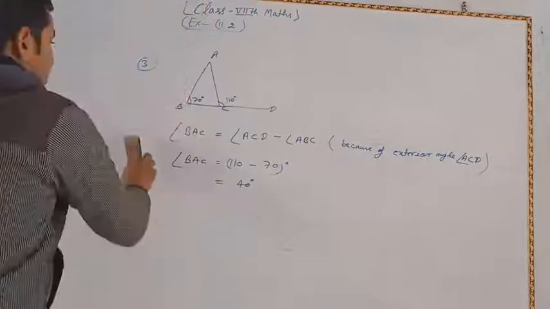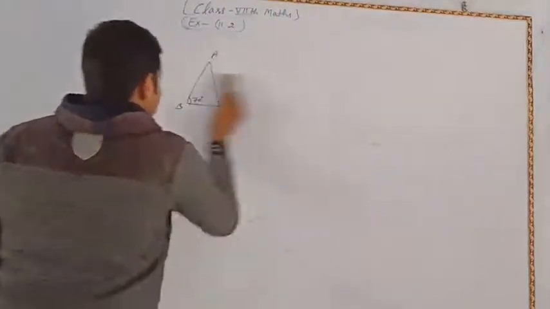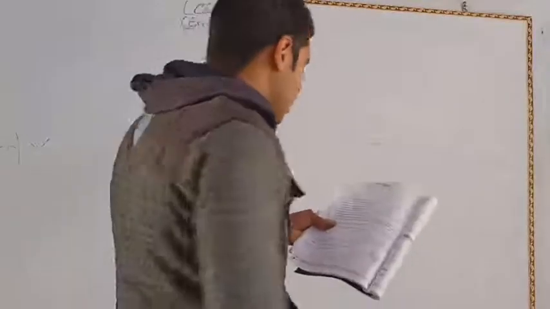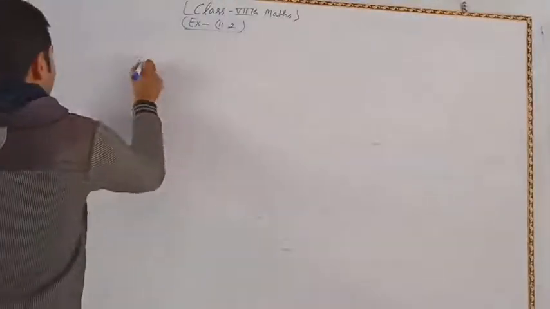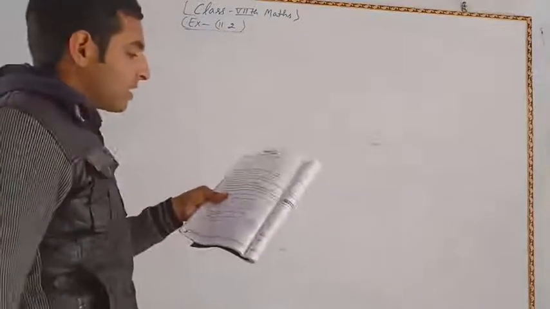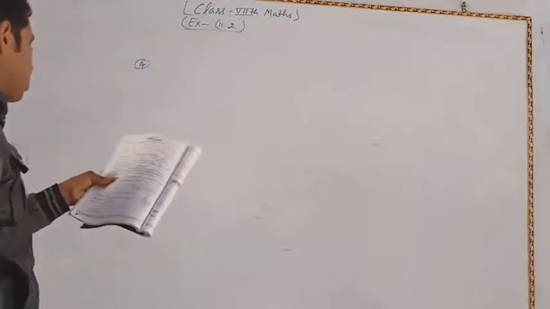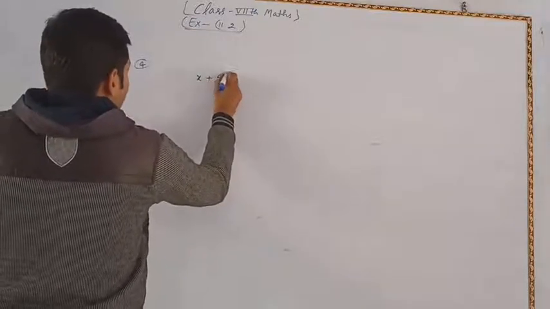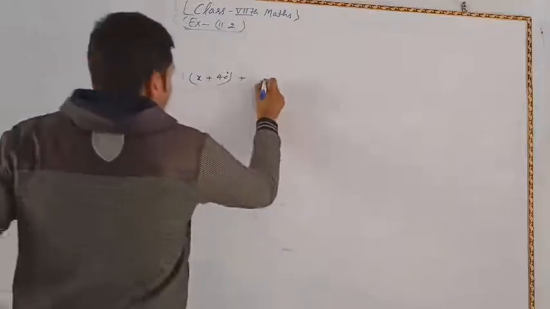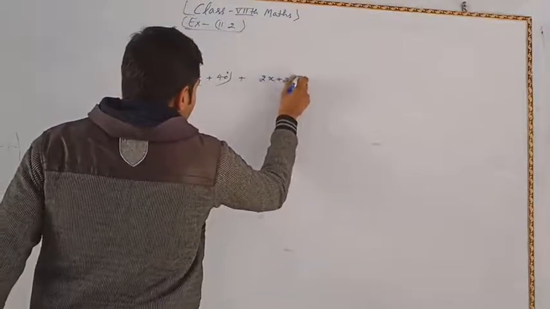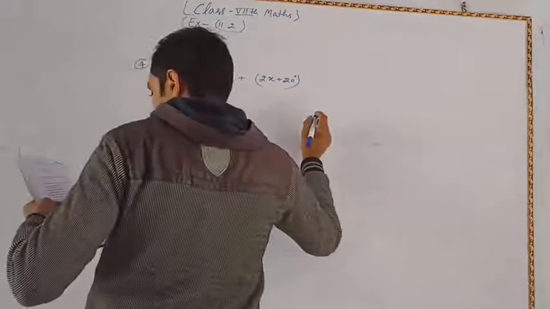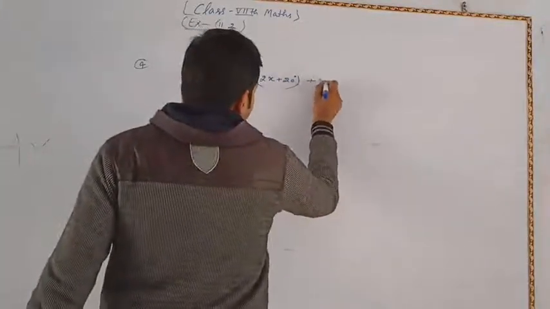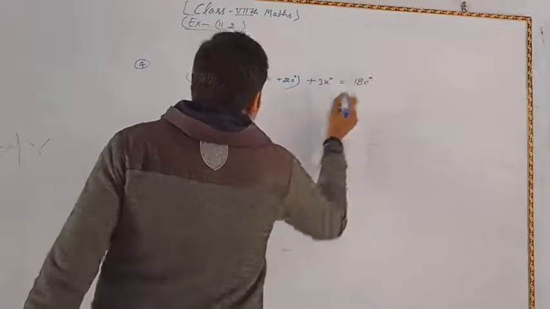Now again you have to solve problem number 4. In problem number 4 you have given that if the angles of a triangle measure x plus 10, 2x plus 20, 3x, find all the angles of the triangle. Also establish what type of triangle this is. So first of all, x plus 10 degree plus 2x plus 20 degree plus 3x degree is equal to 180 degree.